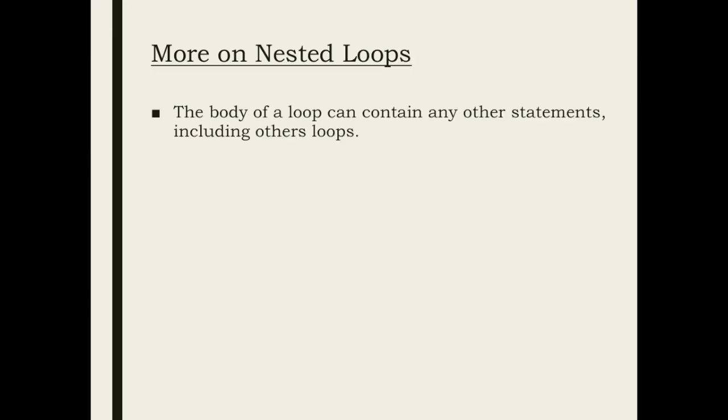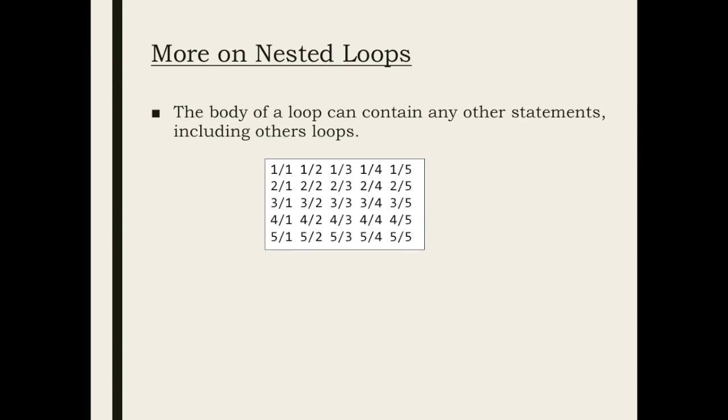Now that we've seen that the body of a loop can contain other loops, remember this is called nested loops, let's look at another example. Here we have a matrix, and we want to know how we can use nested loops to get this output.